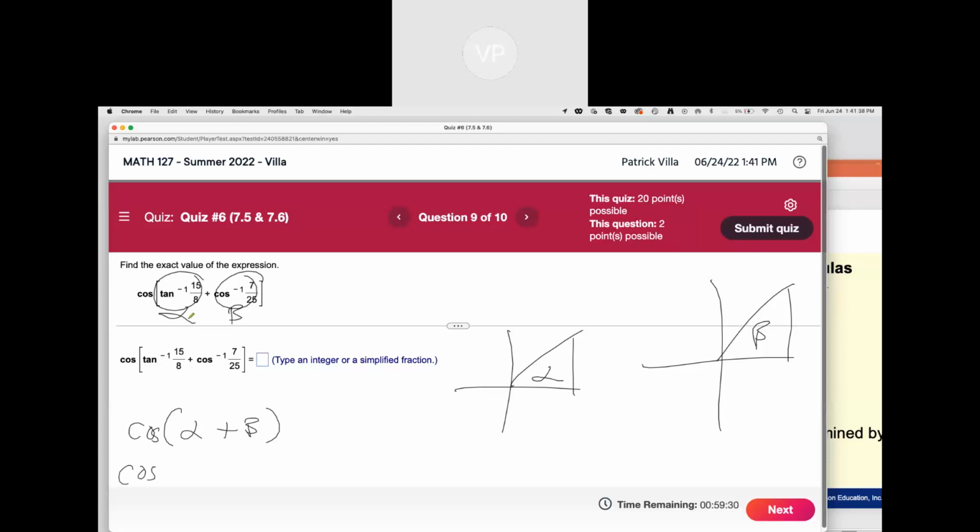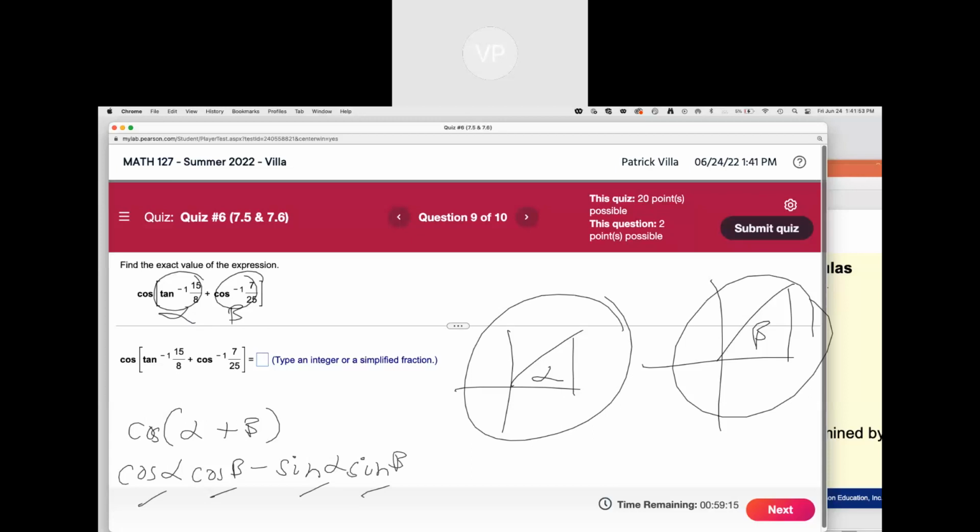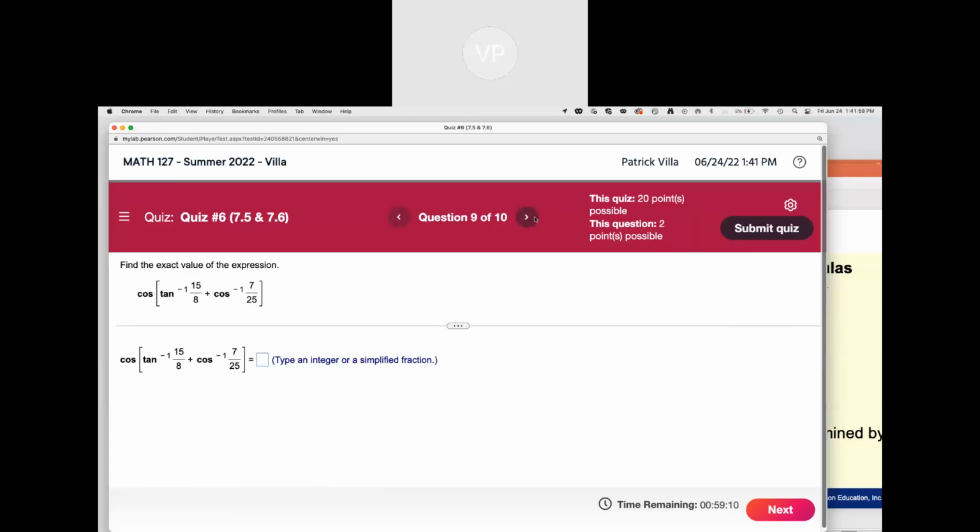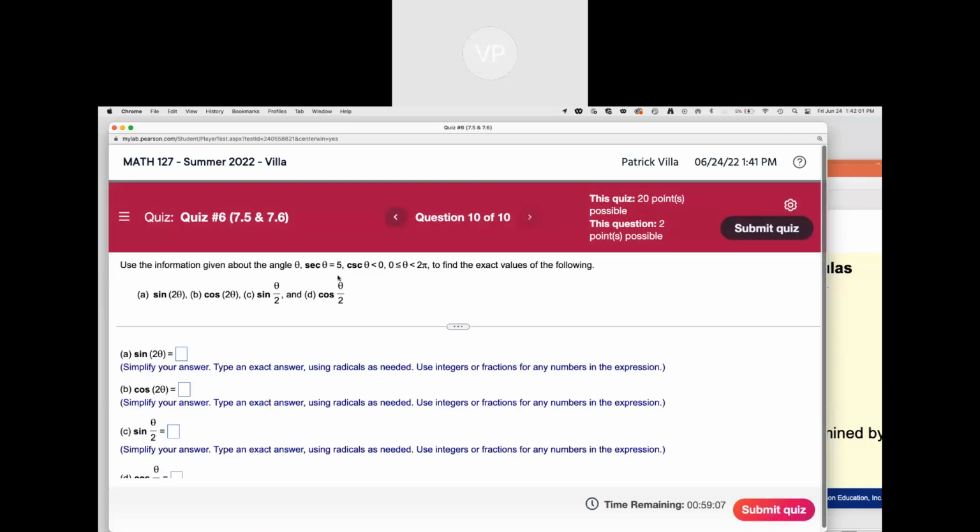Now, you use the formula and say, well, yeah, I know how to find it: cosine of alpha plus beta is cosine alpha, cosine beta minus sine alpha, sine beta. So you take the cosine and sine of this, you get the cosine and sine of that, and then you get your exact value. So that's the steps they're looking for on this quiz problem. And the very last one, what do we got here? Find the exact values. Oh, okay, same kind of thing.